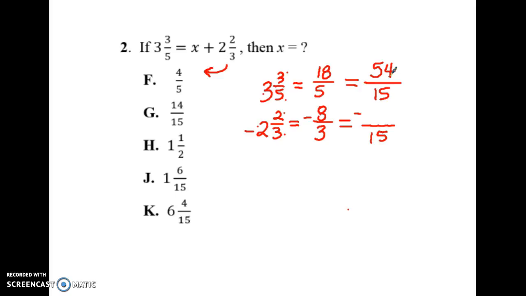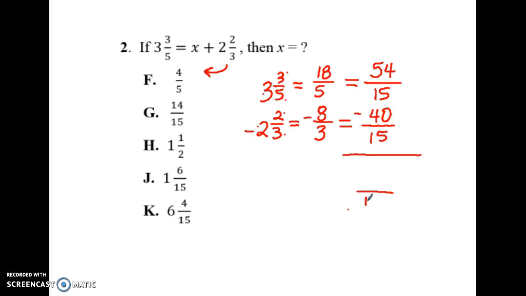And then I'll do the same thing with the second fraction. I ask myself, how many times will 3 go into 15? 3 will go into 15 5 times, so I'm going to multiply this 8 by that same 5 in order to create an equivalent fraction. And when I do, the -8/3 equivalent is -40/15.